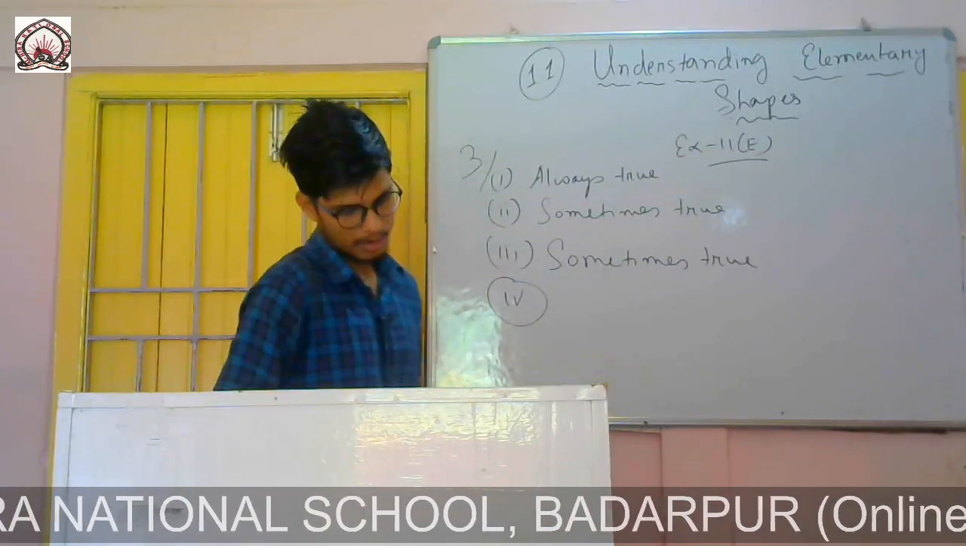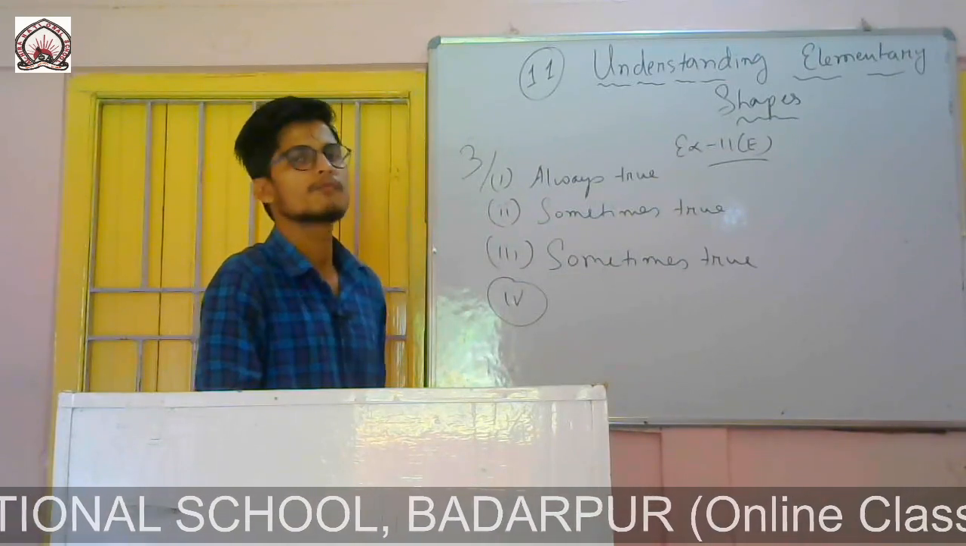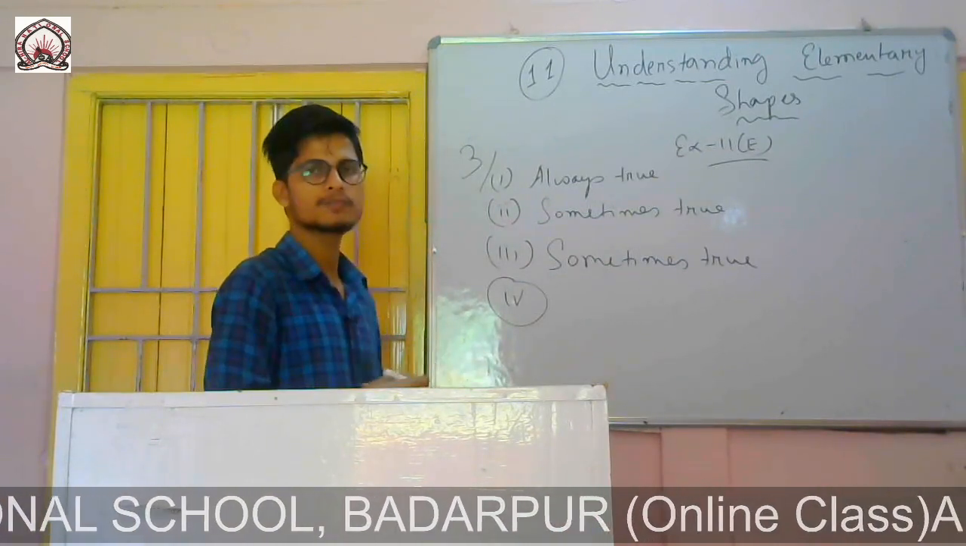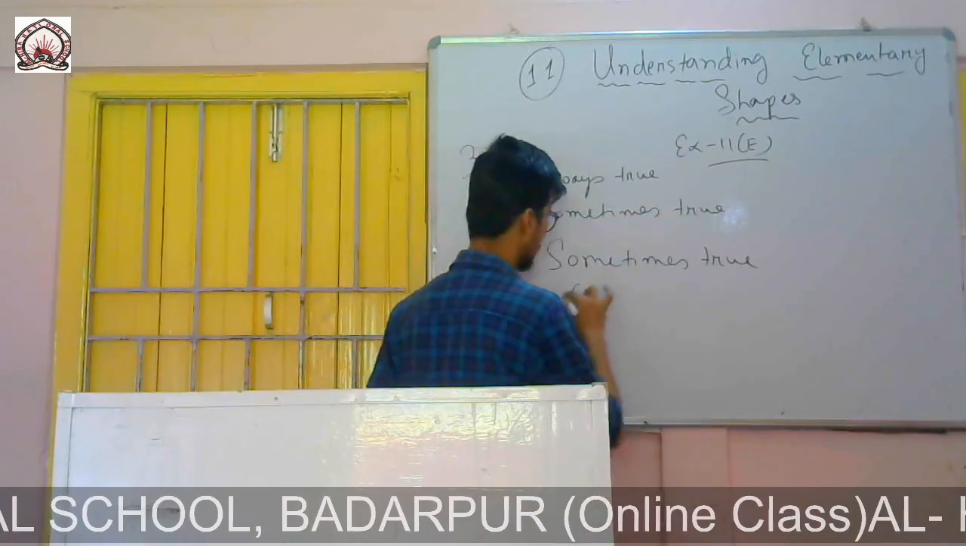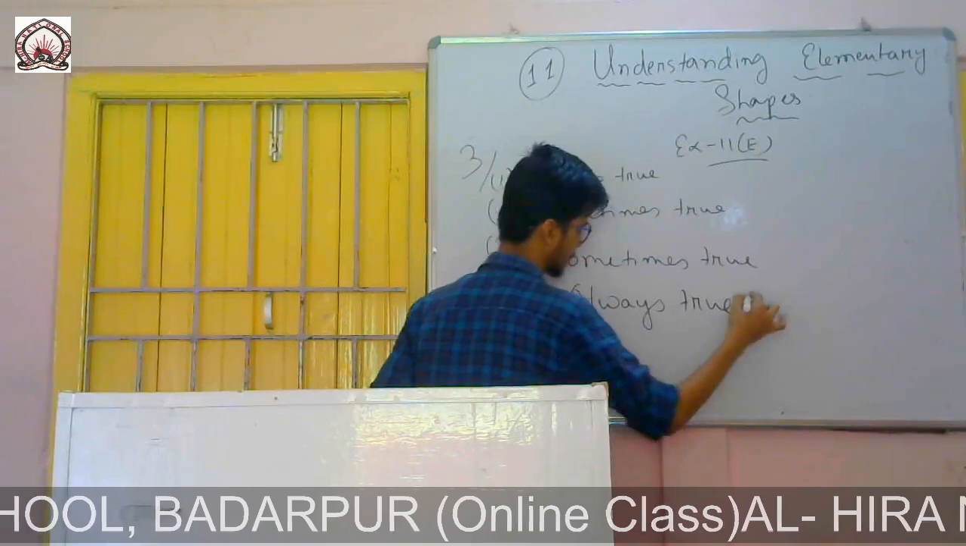Then a trapezium is a quadrilateral. Yes, a trapezium has four sides and it is a closed figure with four sides. So it is always true.